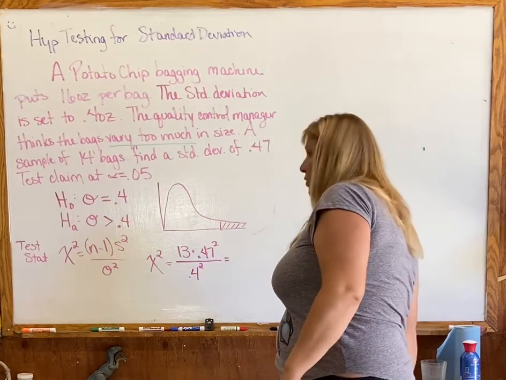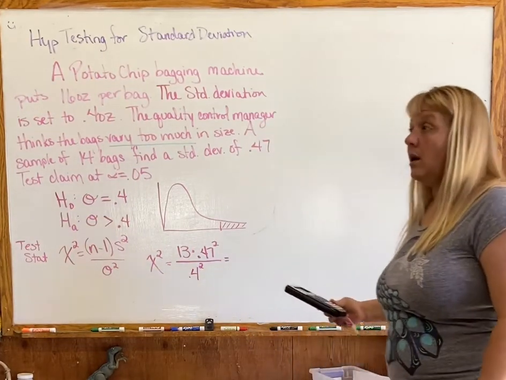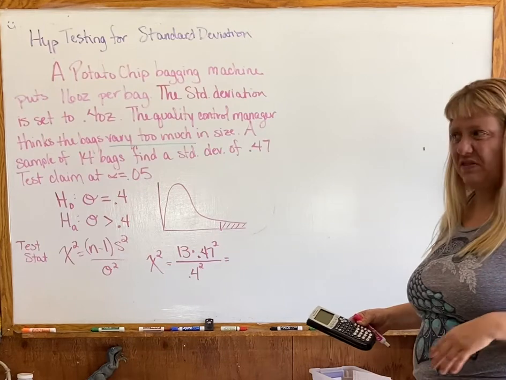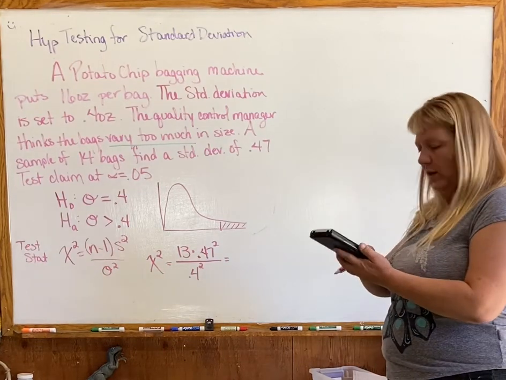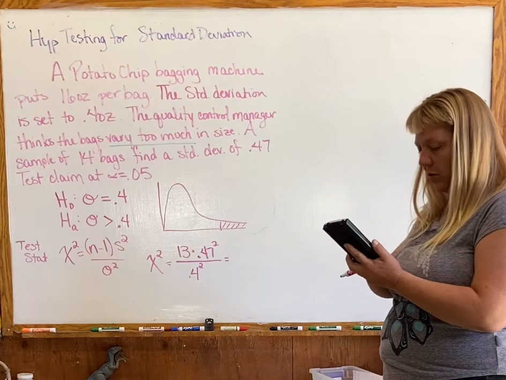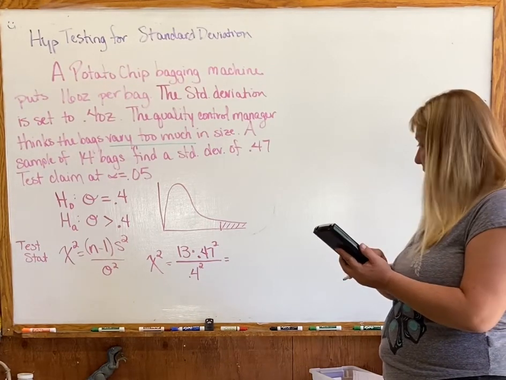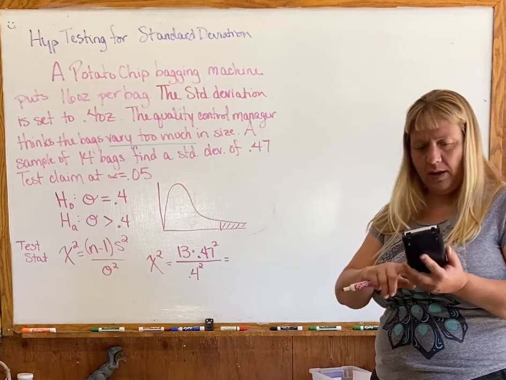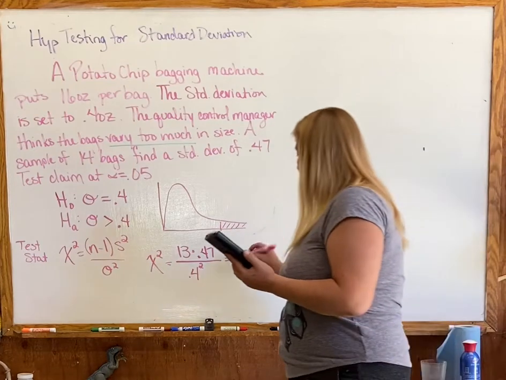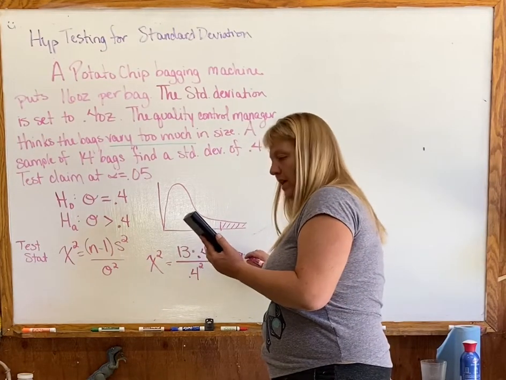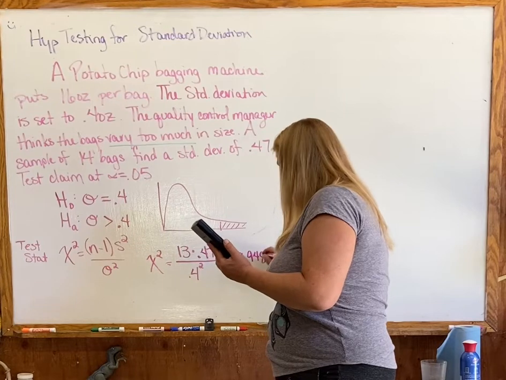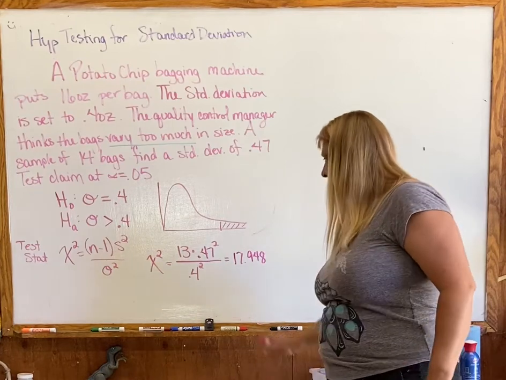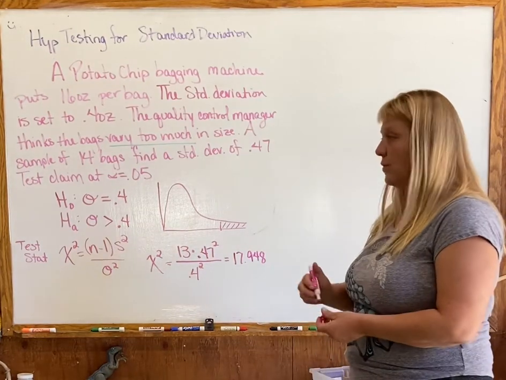Now, nice thing about this formula is it's like the easiest one to get in the calculator. No parentheses necessary, nothing special. So we're going to go 13 times 0.47 squared divided by 0.4 squared. And you do it all in one step, just all the way in. And here I get 17.948. Okay, hopefully that's what you get. And you'll notice that when we look at chi-square, we also go to 3 decimal places.